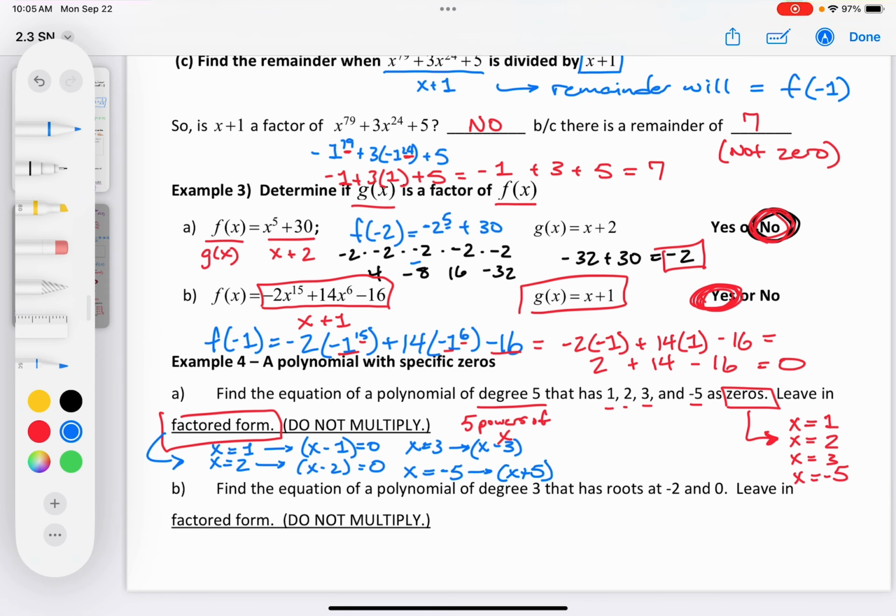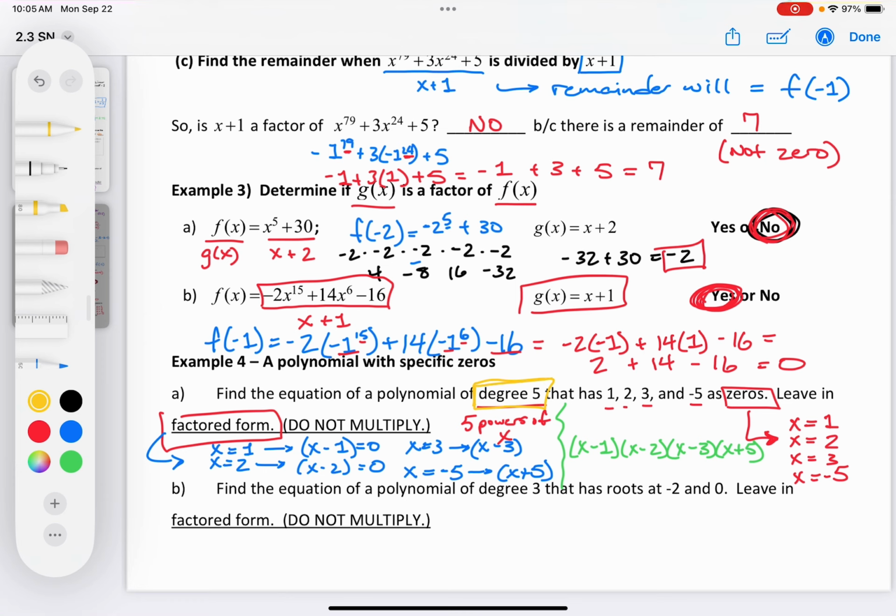So just from that, I've got these four factors, and if I write them out in factored form, I've got x minus 1, x minus 2, x minus 3, and x plus 5. Now, that's four factors, but my question specifically said I need a degree of 5.